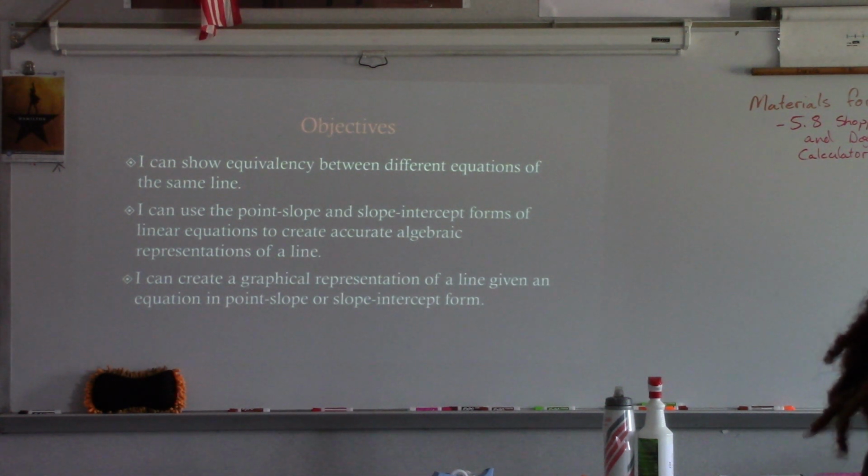Braden, can you read our second objective for us? I can use the point-slope and slope-intercept forms of linear equations to create accurate algebraic representations of a line. Okay, so we're using point-slope, we're using slope-intercept. You've done those in Algebra 1, we're getting a little bit better at it.